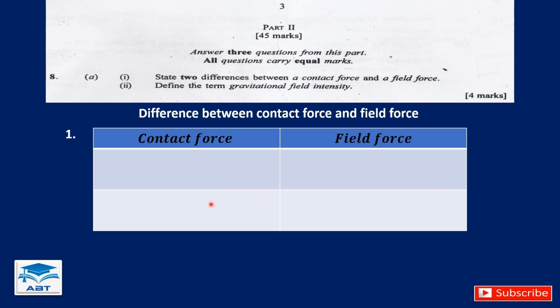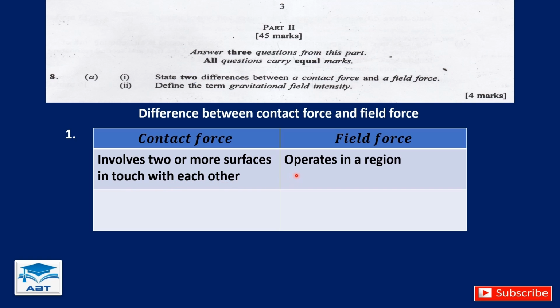So let's look at two differences between contact force and field force. Contact force involves two or more surfaces in touch with each other, but a field force operates in a region. That is one difference. Contact force is caused by mechanical interaction, whilst a field force is caused by a field, like a magnetic field.